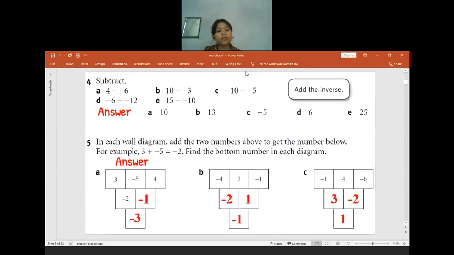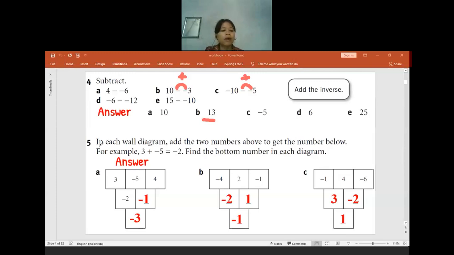This is question 4 and 5. If we have this kind of minus and negative together, we can simplify them as addition. So we can just do addition. 10 plus 3 equals 13. This is also something we can simplify as addition. Negative 10 plus 5 equals negative 5, and so on.